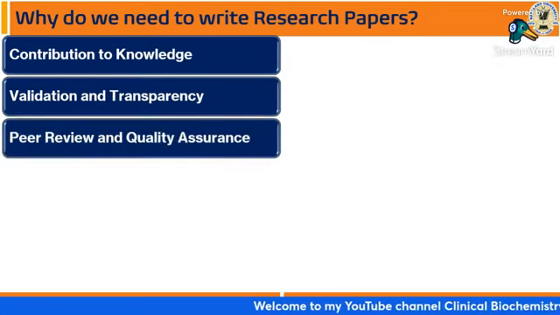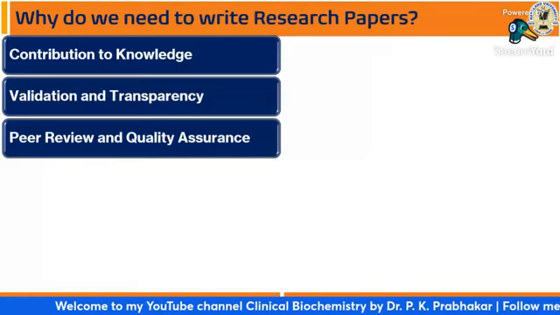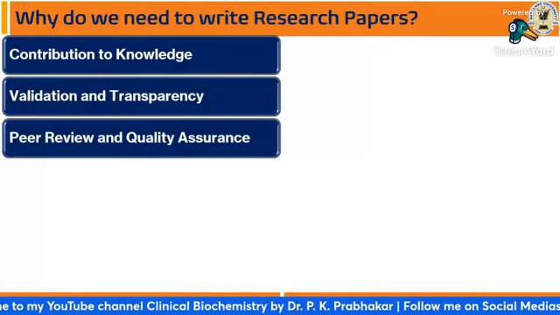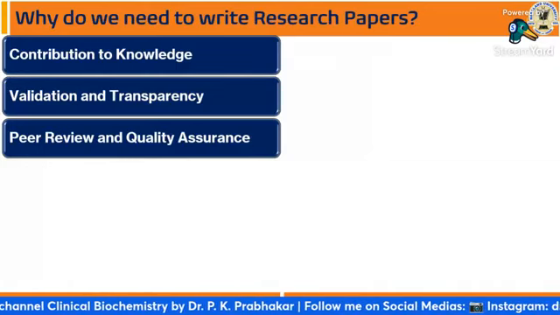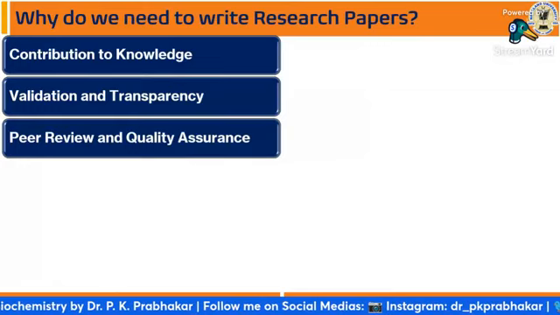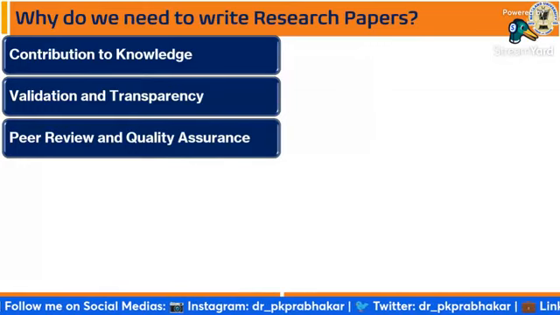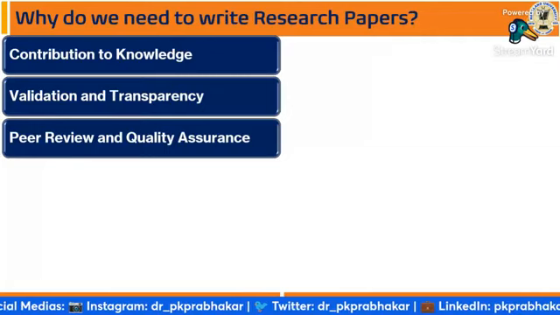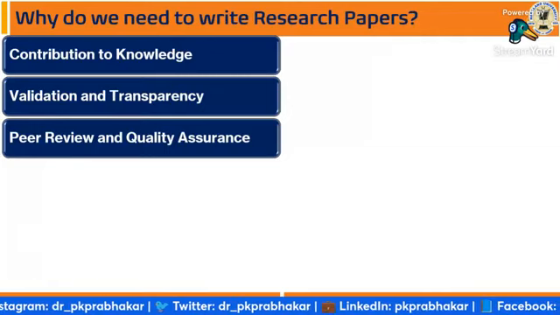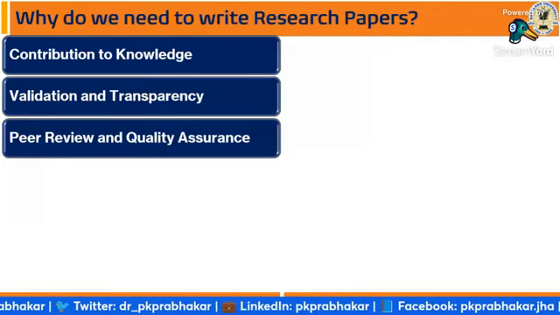Third is peer review and quality assurance. Whenever we write a research paper, it undergoes a rigorous peer review system. That is the normal way, because nowadays a lot of predatory and cloned journals come up where the peer review system is nullified. It will be zero. No peer review system is there. But wherever journals have peer review systems, peer review process and quality assurance will be there.